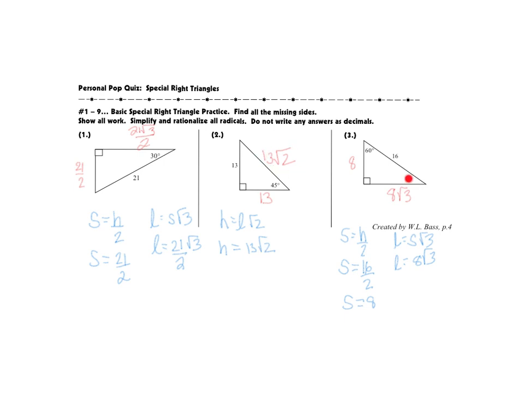Number 3 is a 30, 60, 90 in which we are given the hypotenuse. So therefore, to find the short side, that would be the hypotenuse divided by 2. 16 divided by 2 is 8. And here's our 30-degree angle opposite that side. That's our short side right there at 8. The long side is the short side times the square root of 3. And so that is 8 times the square root of 3 for the length of the long side.